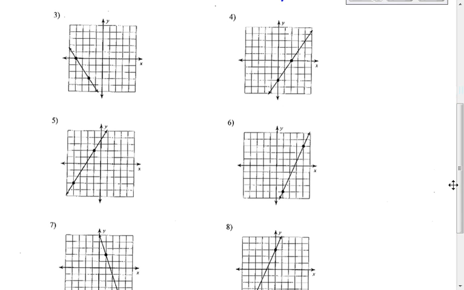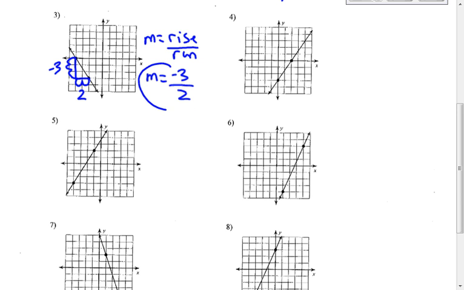Number 3, same thing. We're going to use the 2 points that they gave us. We're going to write the formula down, rise over run. We're going to count down 1, 2, 3, and that's a -3. And then we're going to count 1, 2 to the right. So the rise is -3. And again, we have a negative slope because the line goes down from left to right.